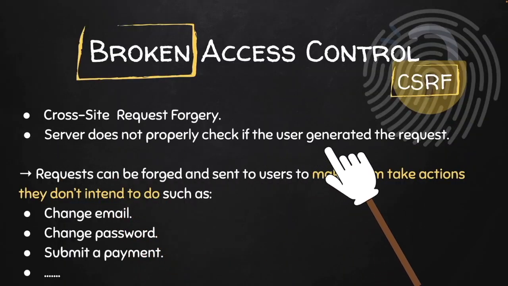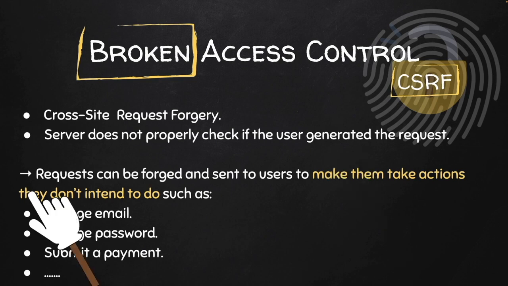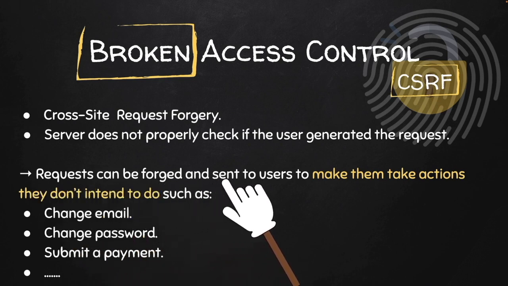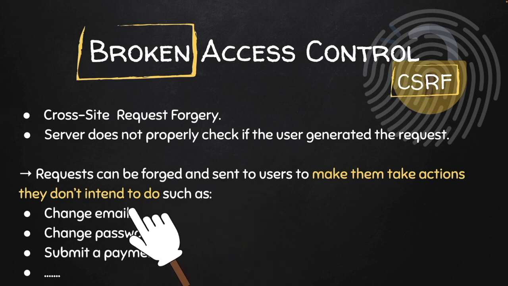CSRF happens because the application does not properly validate the submitted requests. As a result, requests can be forged to get users to take actions they do not want to do. For example, we can get a user to change their email or change their password, submit a payment, or submit any kind of request without them knowing that they are submitting that request.